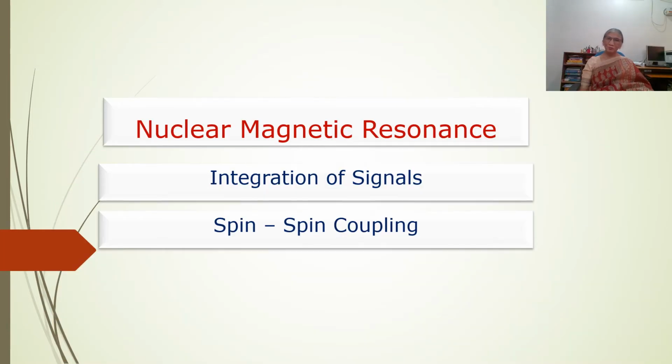This is the fifth lecture on NMR. In this lecture, we will discuss the integration of signals, which indicates the number of protons giving a particular signal. And second is the spin-spin coupling, which gives us the information regarding the number of protons present on the neighboring carbon atom.